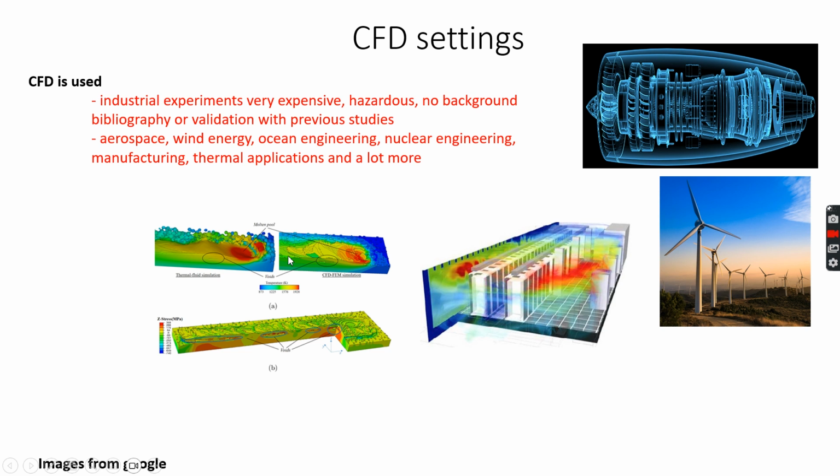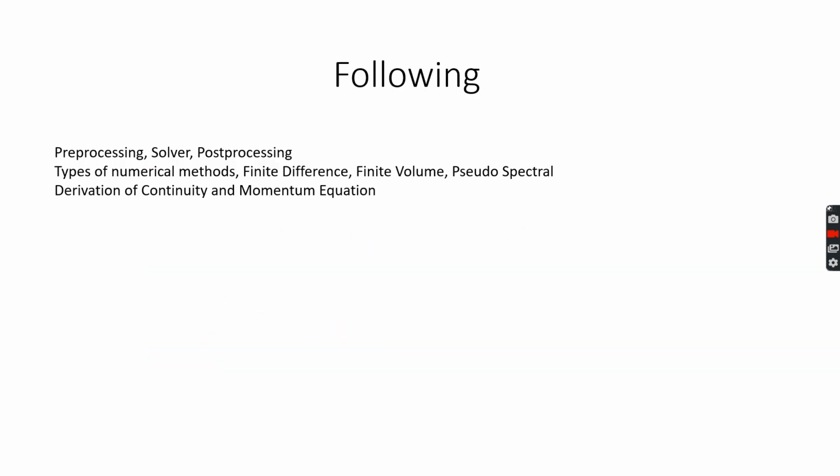And that's it for this slide. In the following slides we speak about pre-processing, solver and post-processing, and also the types of numerical methods: finite difference, finite volume, and also the pseudo-spectral method. And we look at the derivation of the continuity and momentum equations, which are the Navier-Stokes equations as I mentioned earlier.